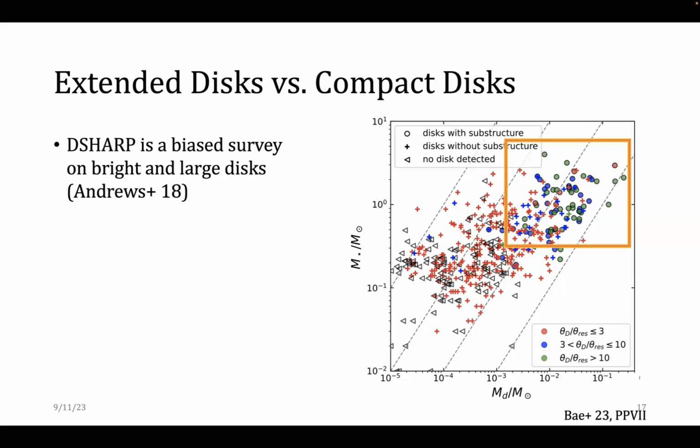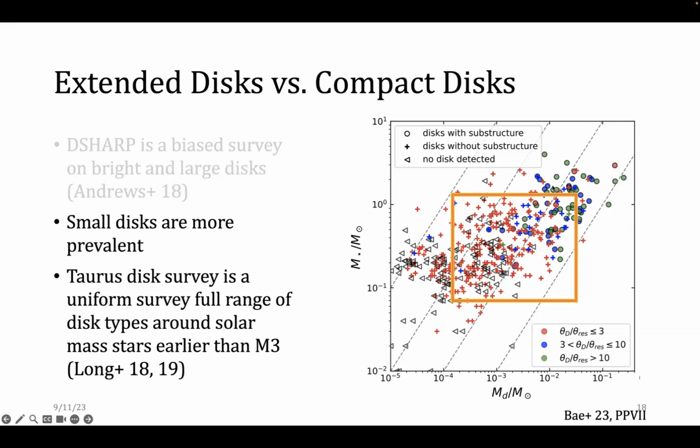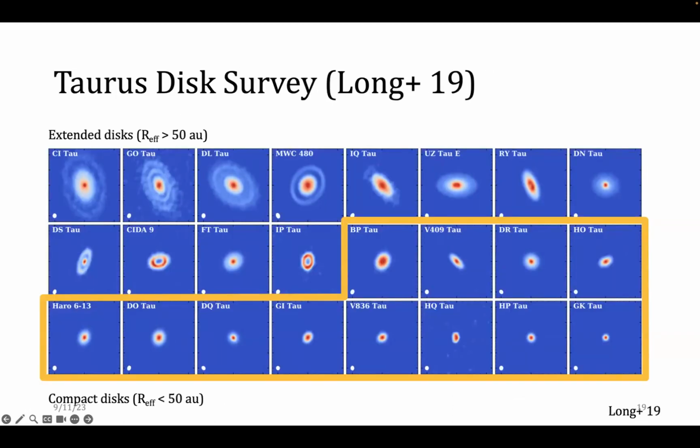But in order to study the characteristic young planet population, we want to study a more representative sample, which means much smaller disks. Luckily, we have such a survey, which is the Taurus survey by Long et al. in 2018 and 2019. And this survey covers the full range of disks around stars earlier than M3. But there is also a problem for this sample, which is the resolution. The resolution of this survey is not as good as D-sharp. Among all 24 disks observed around single stars in that survey, only 12 of them have been observed with substructures. The rest of them that were classified as smooth disks were, not surprisingly, all compact disks.